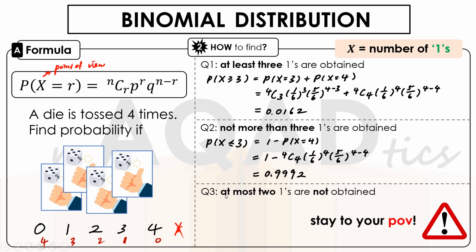So now if it says at most 2 ones are not obtained, if you look at the brown color wording here, those not exceeding 2 would be this case, and this case.